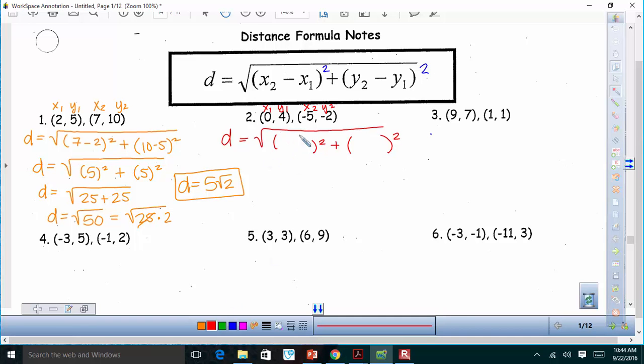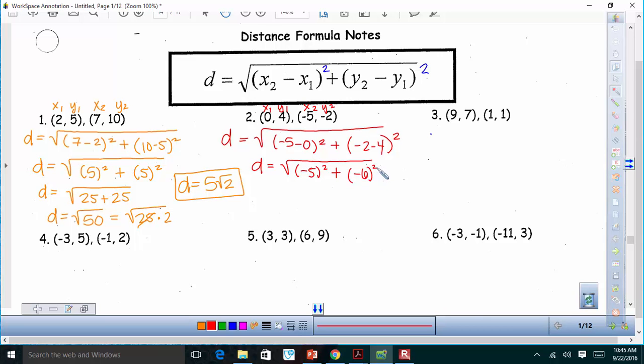Okay, so in our first parentheses, we're doing x2 minus x1. x2 is negative 5 minus x1 is 0. Then we're doing y2 minus y1 in my second parenthesis, so that's going to be negative 2 minus 4. So our distance will equal, again, I'm drawing a huge square root. What is negative 5 minus 0? Nobody knows? Negative 5. Keep it in parentheses, squared, plus negative 2 minus negative 4?